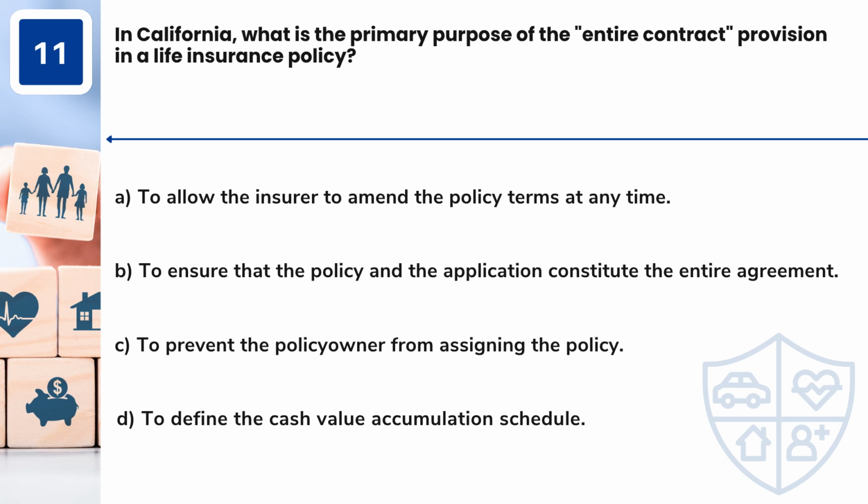Question 11. In California, what is the primary purpose of the entire contract provision in a life insurance policy? A. To allow the insurer to amend the policy terms at any time. B. To ensure that the policy and the application constitute the entire agreement. C. To prevent the policy owner from assigning the policy. D. To define the cash value accumulation schedule.